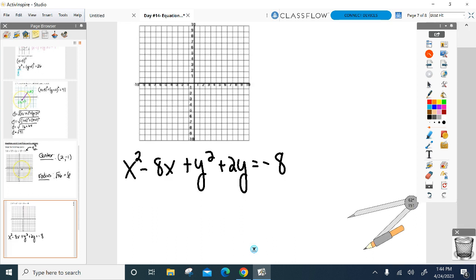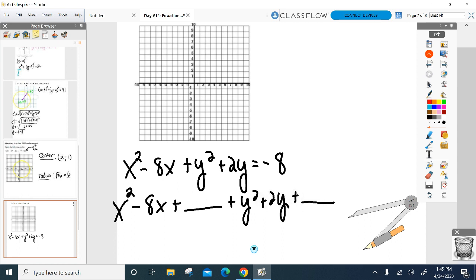Everyone agrees this group of x's has an a and a b value. This group of y's has an a and a b value. For each of them, you're going to find a new c value. Okay, we're going to create a c value. So x squared minus 8x plus this new c value we're going to create, plus y squared plus 2y plus this new c value equals -8. And we're going to find the c values for x and y the same way.